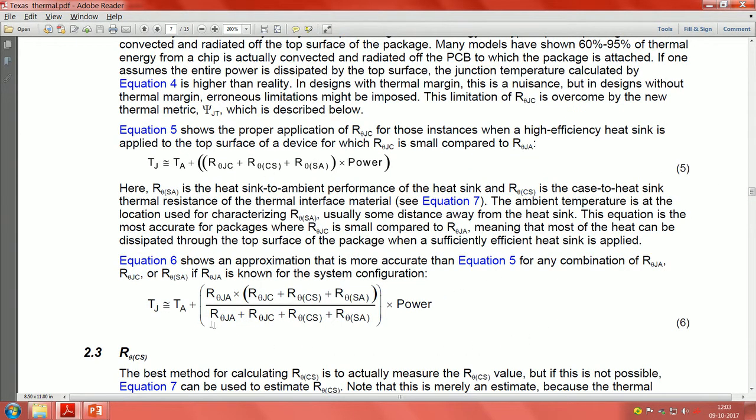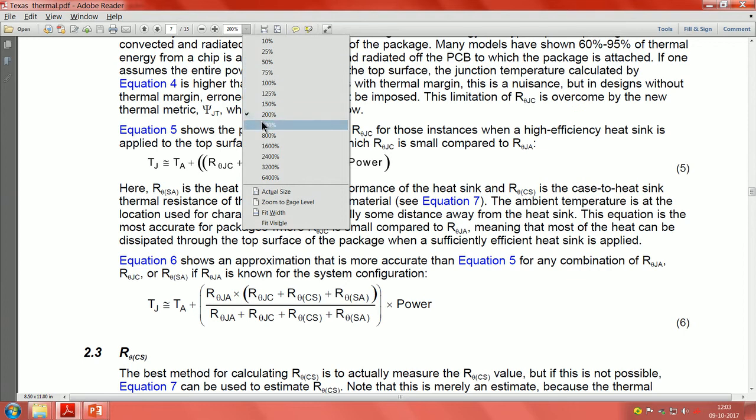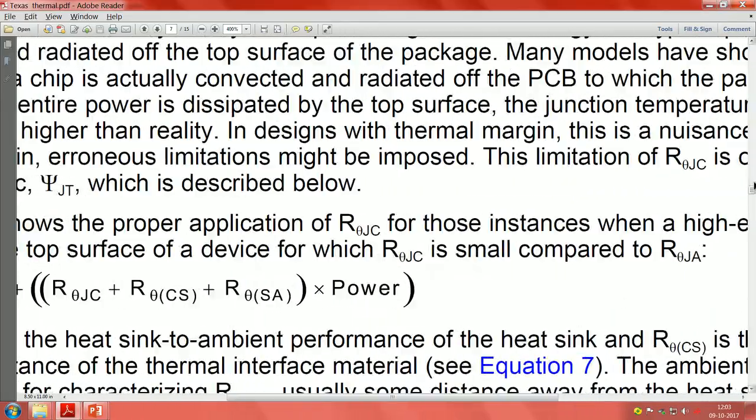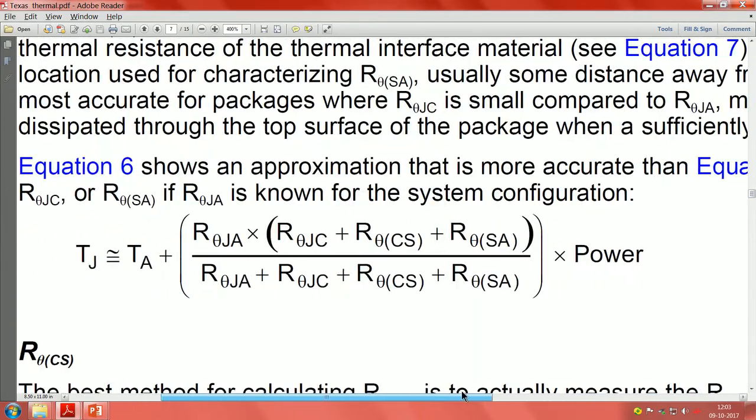we have a beautiful correlation with which it is very much possible for us, knowing the correct conditions, if you know the power and if you can somehow estimate all these various types of junction to ambient, junction to case, case to heat sink, sink to ambient, it is possible for you to get approximately, very close to the junction temperature, which is very good.